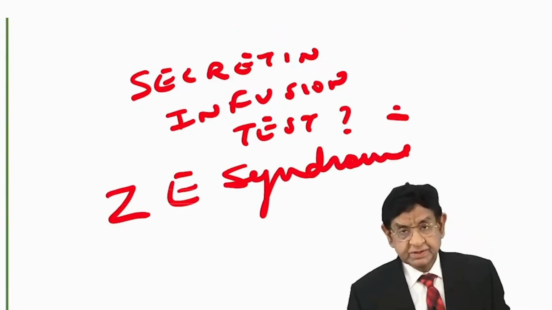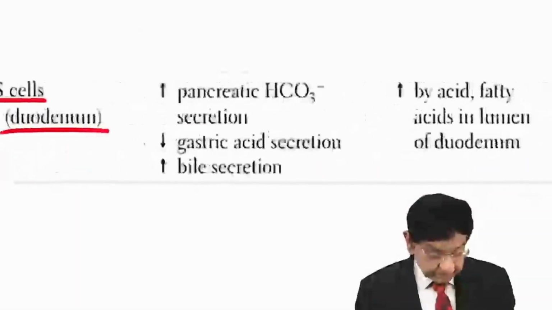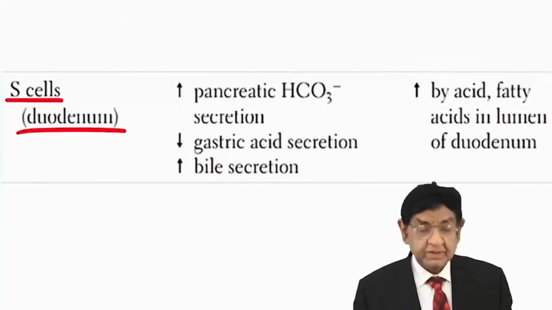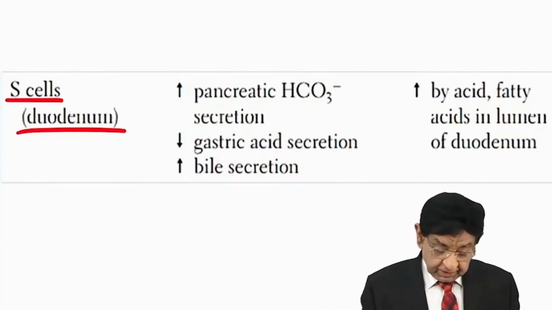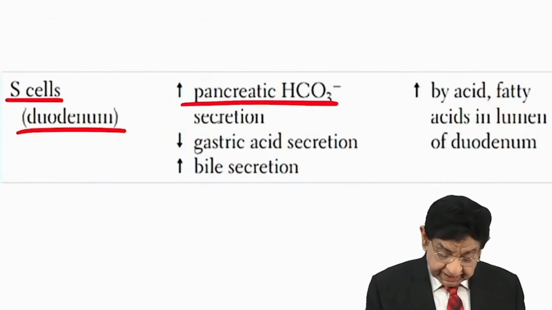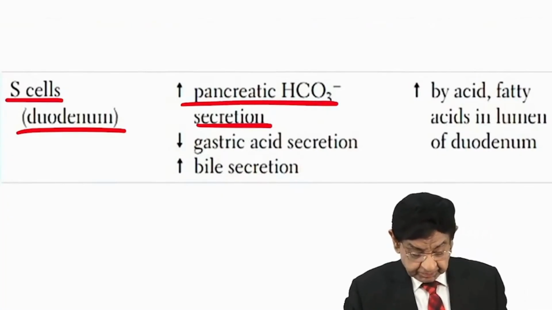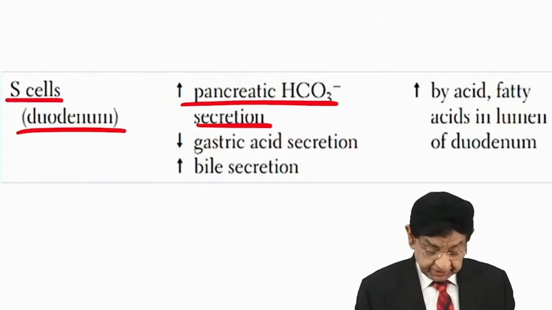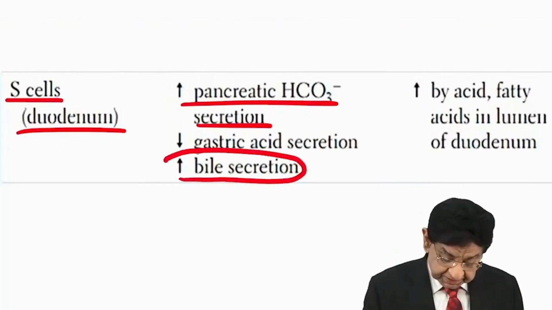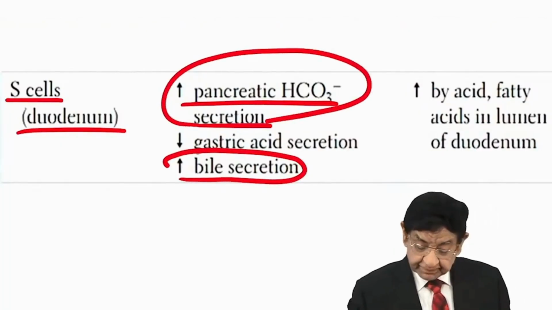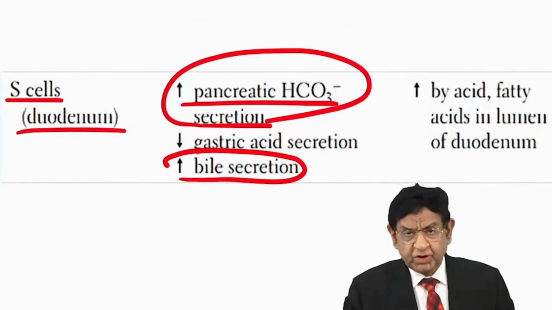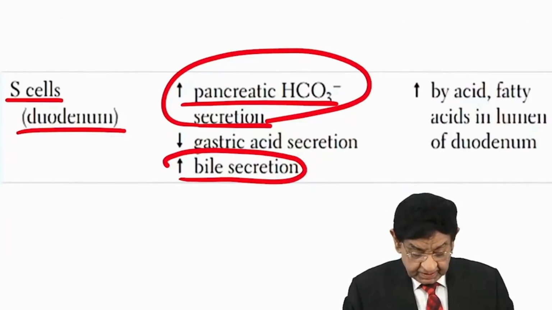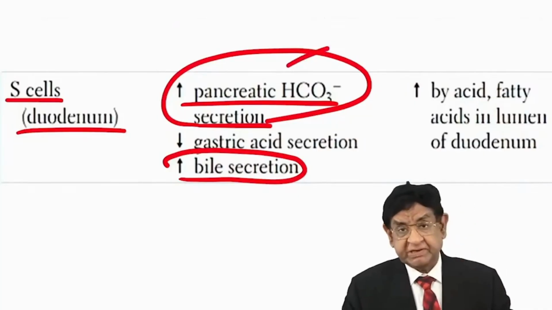Okay, so we come back. So what is secretin going to do? S cell, again relevant to my talk. Increase pancreatic secretion. Increase bile secretion. So overall it is going to increase the total volume of bile, because it is causing increased pancreatic secretion.